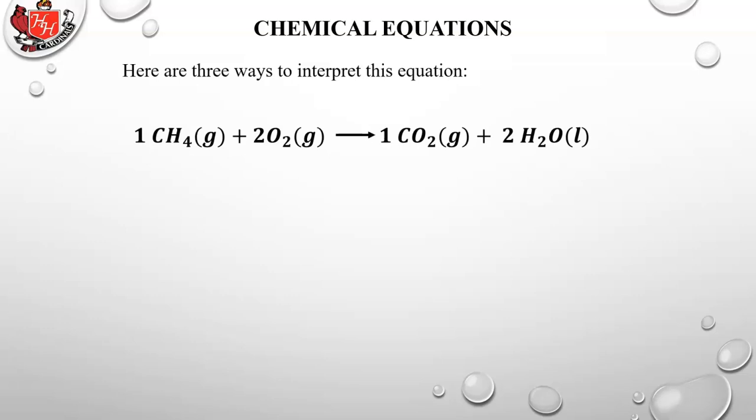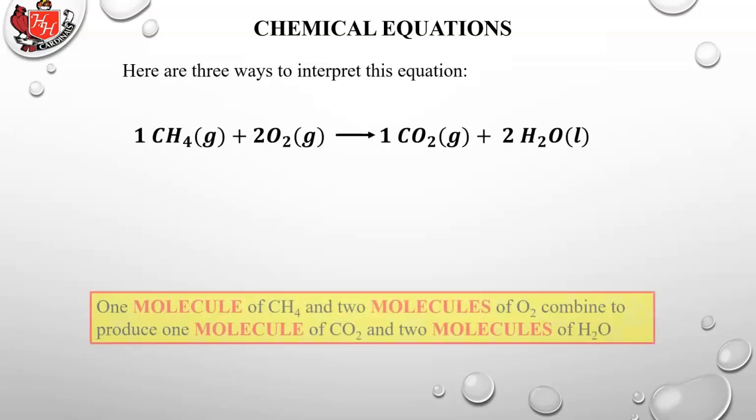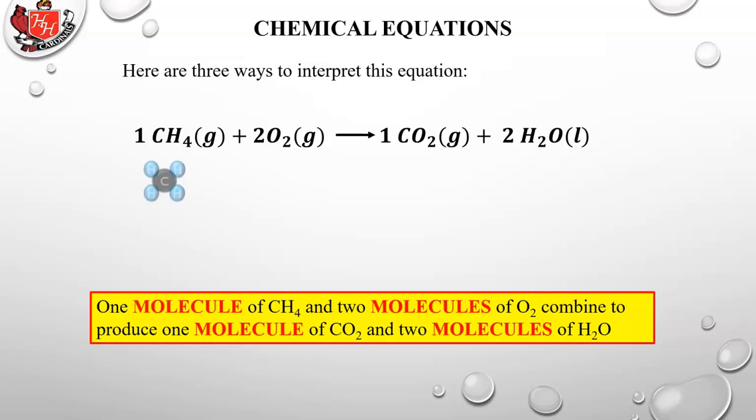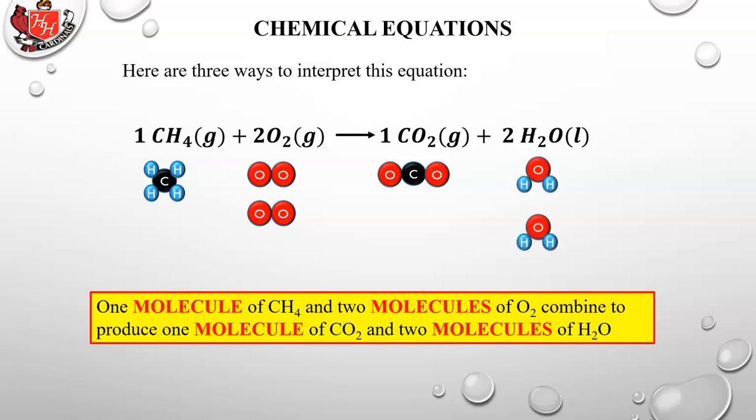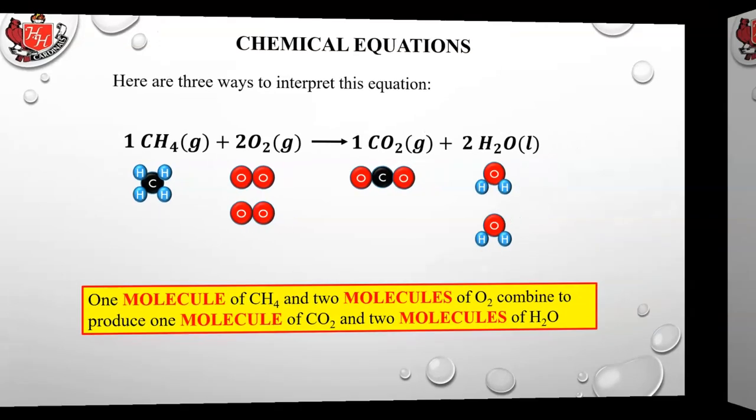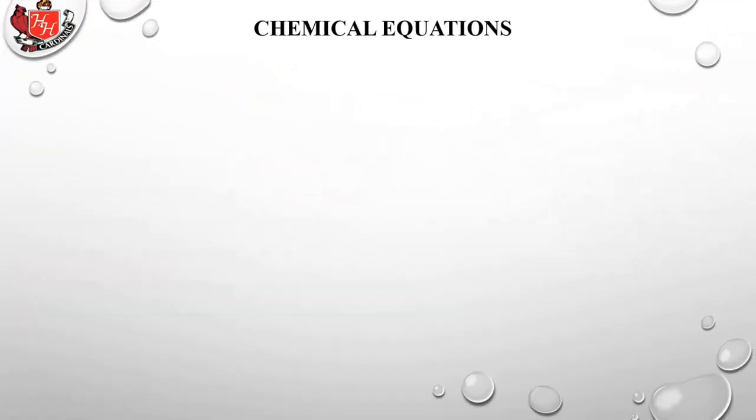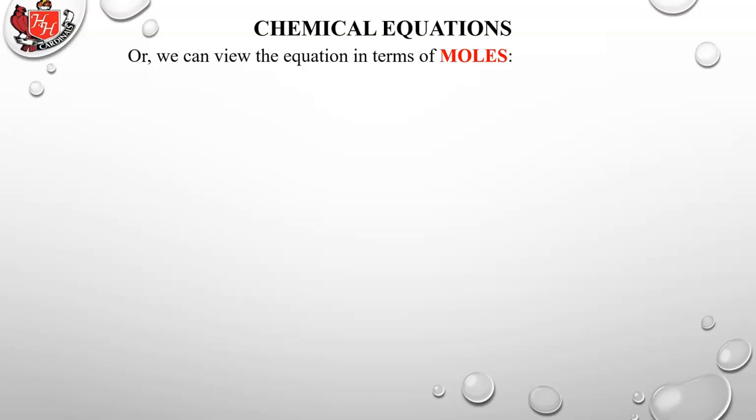So here are three ways to interpret this equation. One molecule of CH4 and two molecules of oxygen, O2, combine to produce one molecule of CO2 and two molecules of water. So you can just think of it on a molecular basis. But we don't deal with molecules.